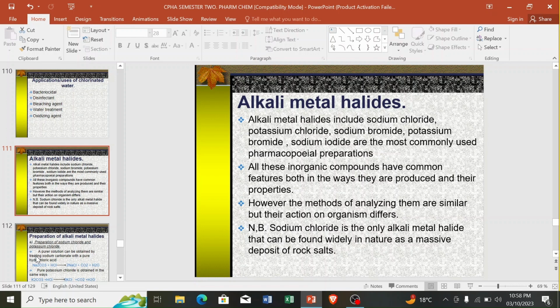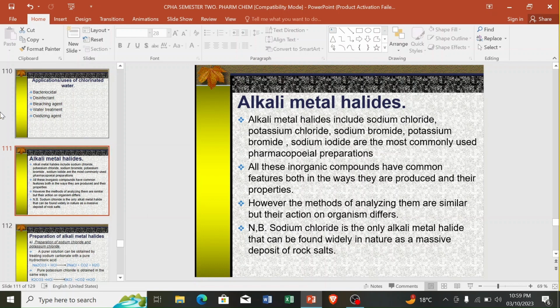So let us go straight away to alkali metal halides. Alkali metal halides include sodium chloride, potassium chloride, sodium bromide, potassium bromide, sodium iodide. They are the most commonly used pharmacopoeia preparations. Pharmacopoeia preparations are like what we always use as maybe active pharmaceutical ingredients, or maybe as preservatives and the rest. It is a known preparation, it exists and it is used for preparation of other compounds.